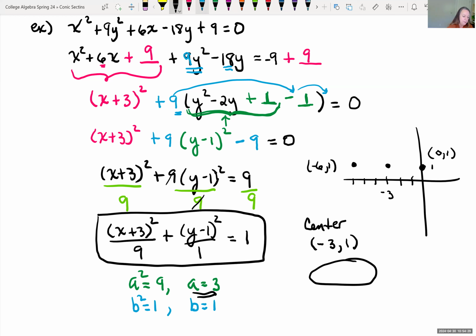And then I want to go up and down 1 unit from my center to get my points on my minor vertices. So if I go up 1 from 1, that gets me a y value of 2. And if I go down 1 from 1, that gets me a y value of 0. X stays the same. So I'd have -3, 2, and -3, 0. And so from there, joining our major and minor vertices and graphing this, we get the following shape.